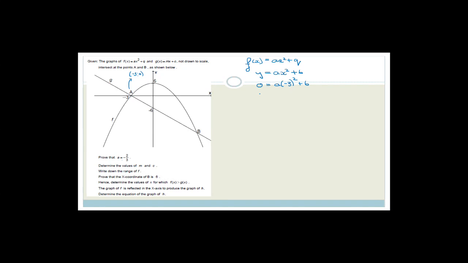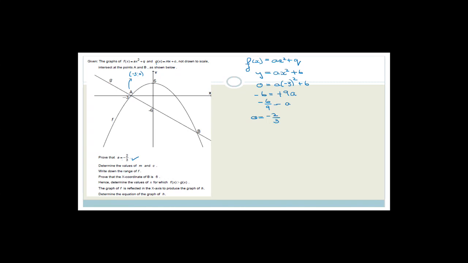So therefore, we've got -6 is equal to... well, it's plus 9. -3 times -3 is plus 9a. Therefore, a is going to be -6/9, which is -2/3. Yay! So we've just proven that a is equal to -2/3. Excellent. Now it says determine the values of m and c.